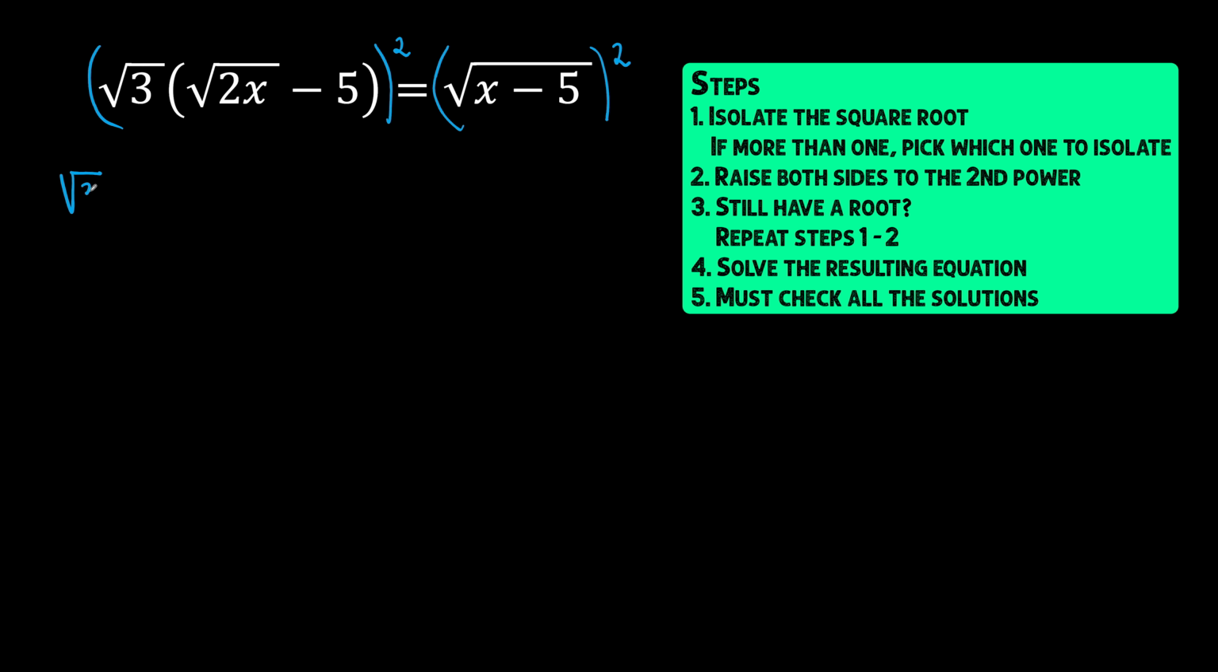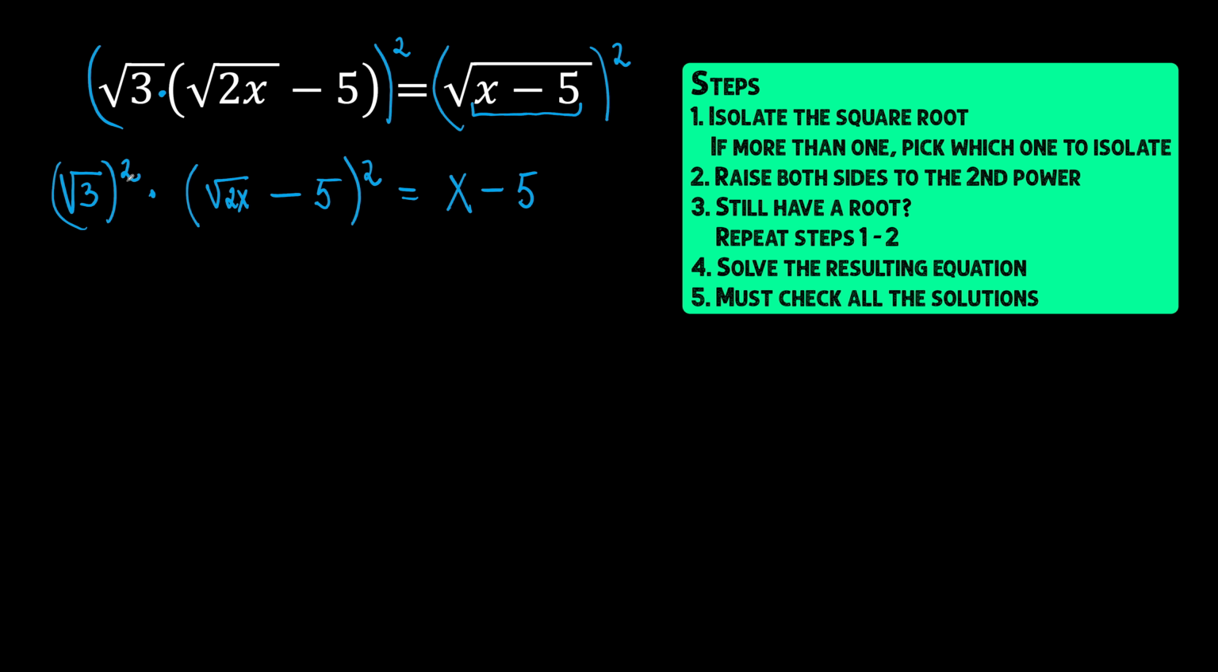So square root of 3 squared times, you see, we have multiplication here, so take each step carefully. Square root of 2x minus 5 squared is equal to, and when we square the square root, we get the expression under it. So it will be equal to x minus 5. So you see, we got rid of the root on the right. Very good.